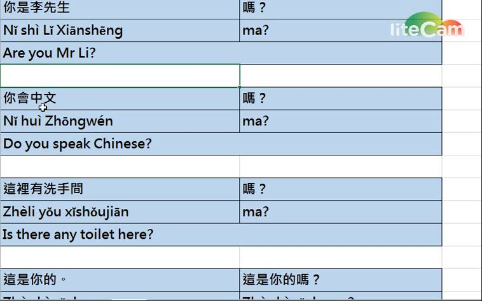And for the second example, the plain statement is 你会中文. It means you can speak Chinese. And we add the particle ma at the end. It changes to be a yes-no question. 你会中文吗？ It means, do you speak Chinese?